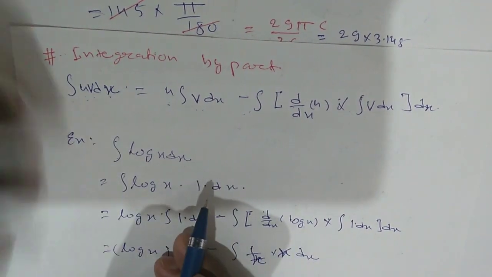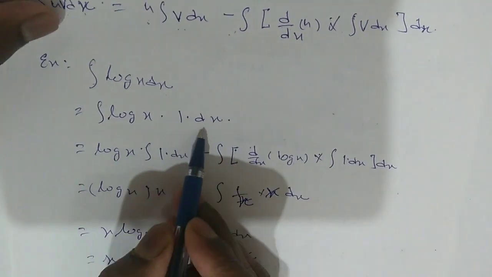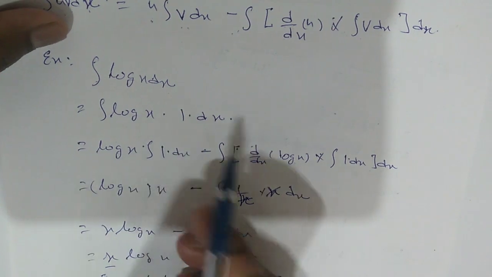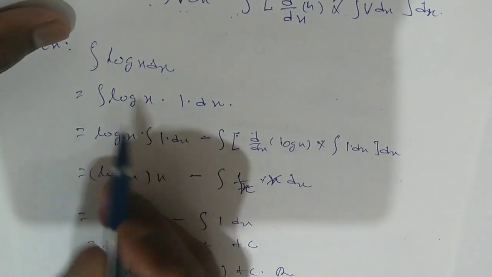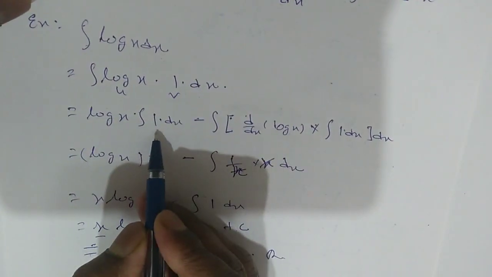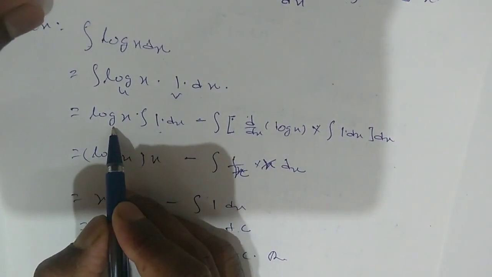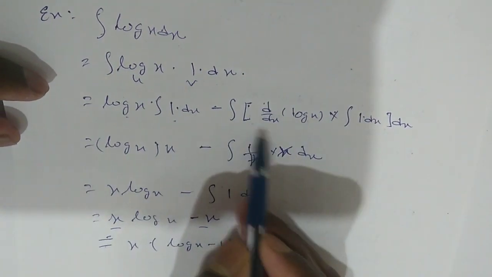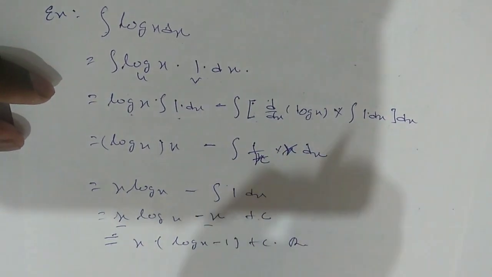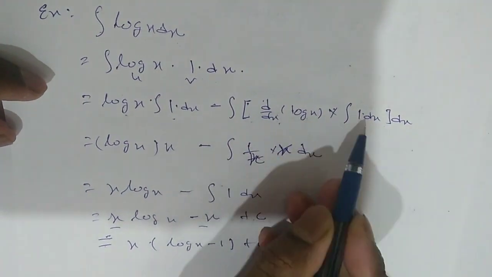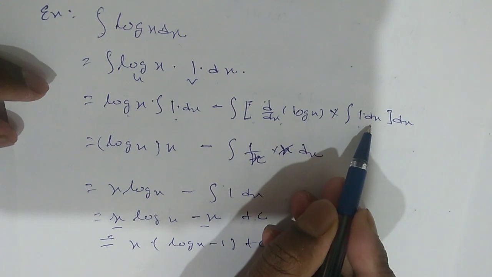In case of log, we write 1 into log x, because log is not directly solved, so taking 1 as the second one. Here this one is u and this one is v. So v is integrated, taking log as a constant. Solving it, we get the answer. Now the second part is differentiation of log x and integration of 1 dx.